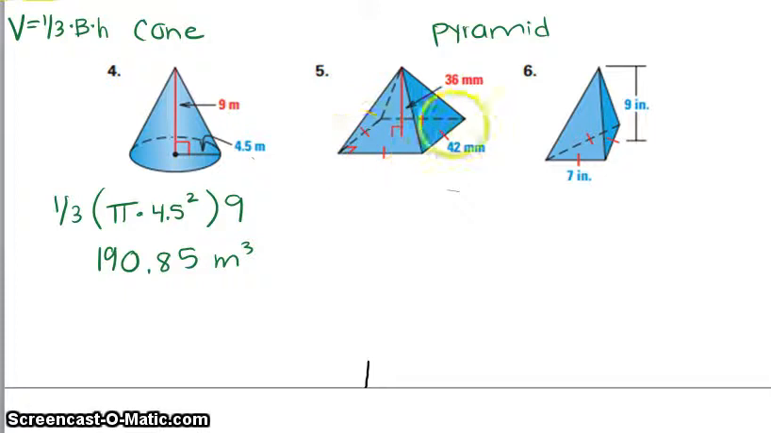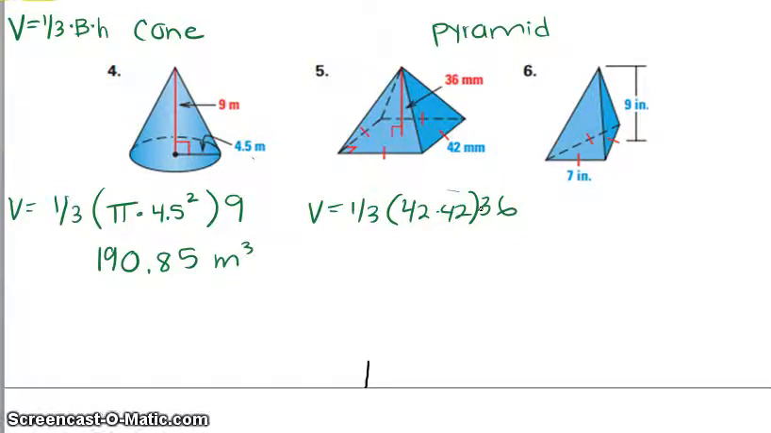In number 5, my base is a square. I see that from these tick marks saying that all sides are the same. So my volume is going to be 1/3 the area of the base times the height is 36. The area of my base is a square, so that's 42 times 42. So the other day everyone was asking, well, how come there's no pi in this one? There's no circle. So we're just finding the area of the base, which is a square, so there's no pi involved. So we don't need to round this one, but it's a really big number. 21,168, and that would be millimeters cubed.